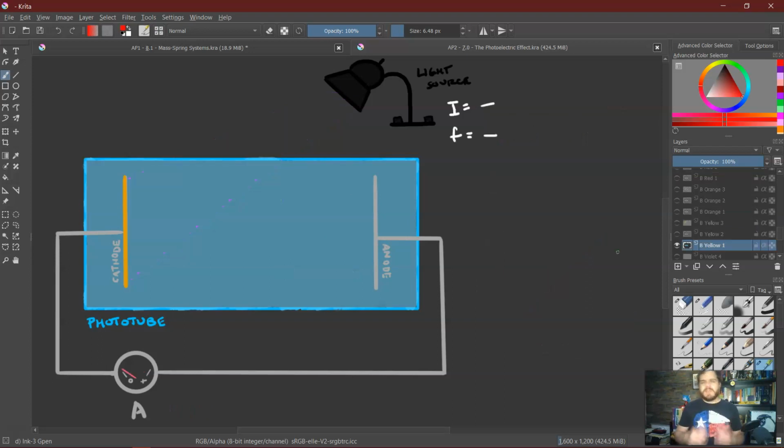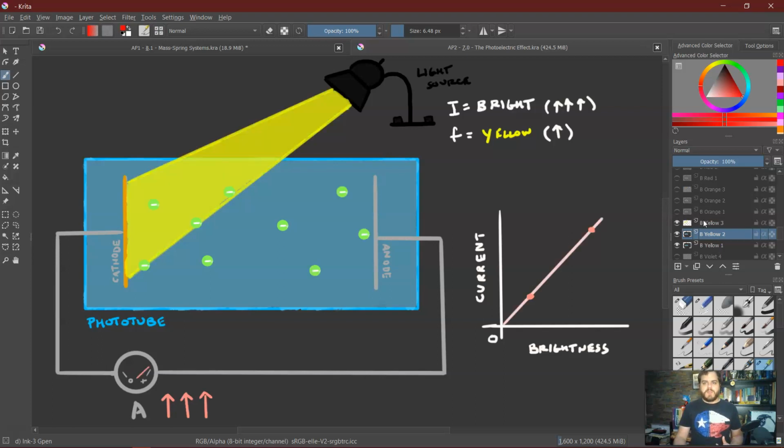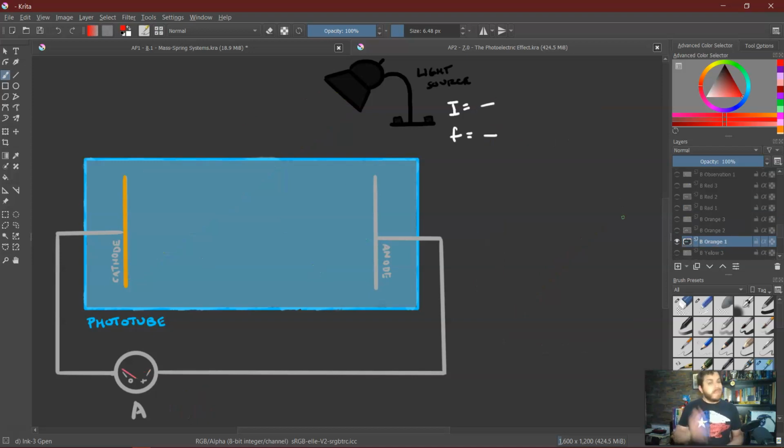But are we positive that that's true for every color of light? So let's change up the situation a bit. I'm going to make this now a yellow light that is fairly dim, and we get a fairly low number of electrons being ejected. It's low current. And if we increase the brightness of that yellow light, well, a lot more electrons get ejected and we get a much higher current. So this tracks. And let's keep checking.